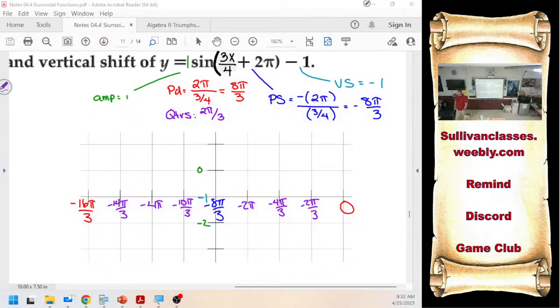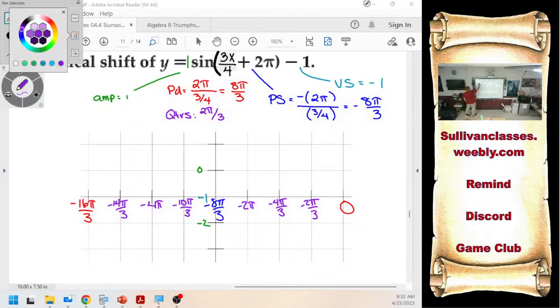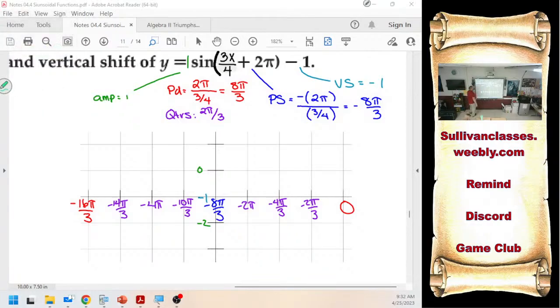You have to be able to fraction. And then it's sine. Sine starts at 0. Up, middle, down, middle, down, middle, up, middle.